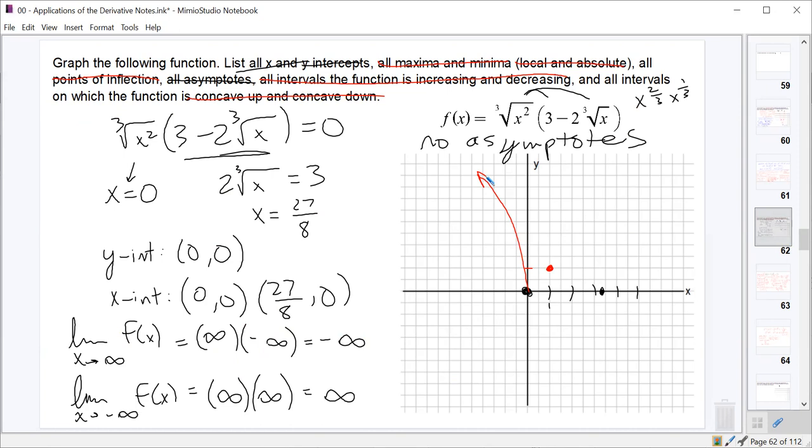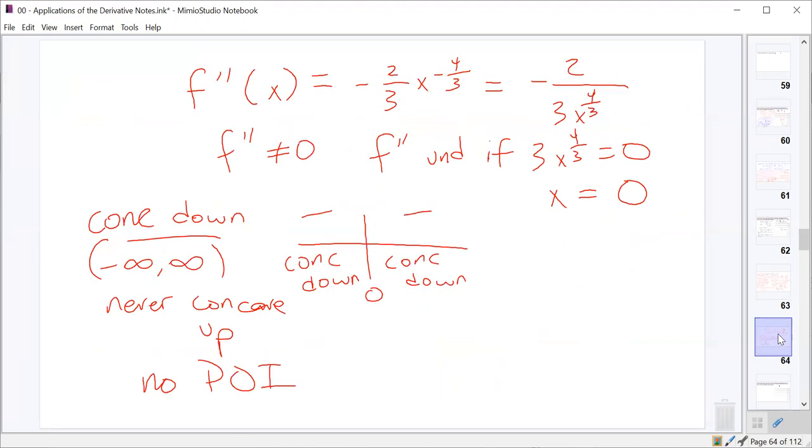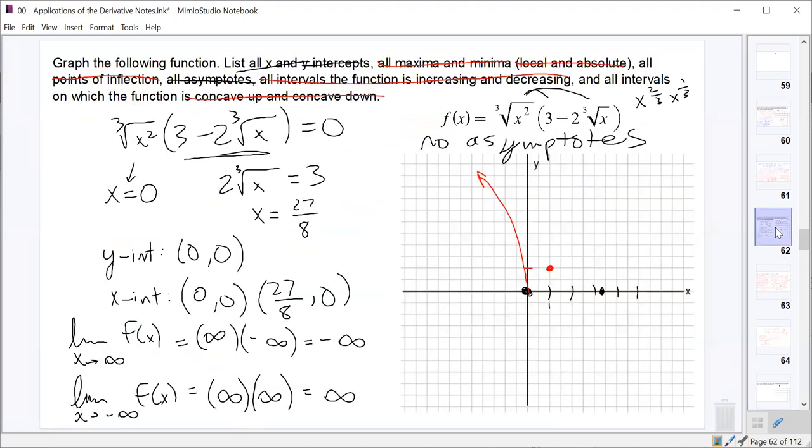Our sign chart says that from 0 to 1, our function is increasing, but still concave down. And once it hits that local maximum of 1, it's going to then decrease from 1 to infinity. So we're going to increase from 0 to 1 and then decrease from 1 to infinity, but stay concave down on that whole interval. And we just got to make sure that we go through that other x-intercept. And there's our graph.